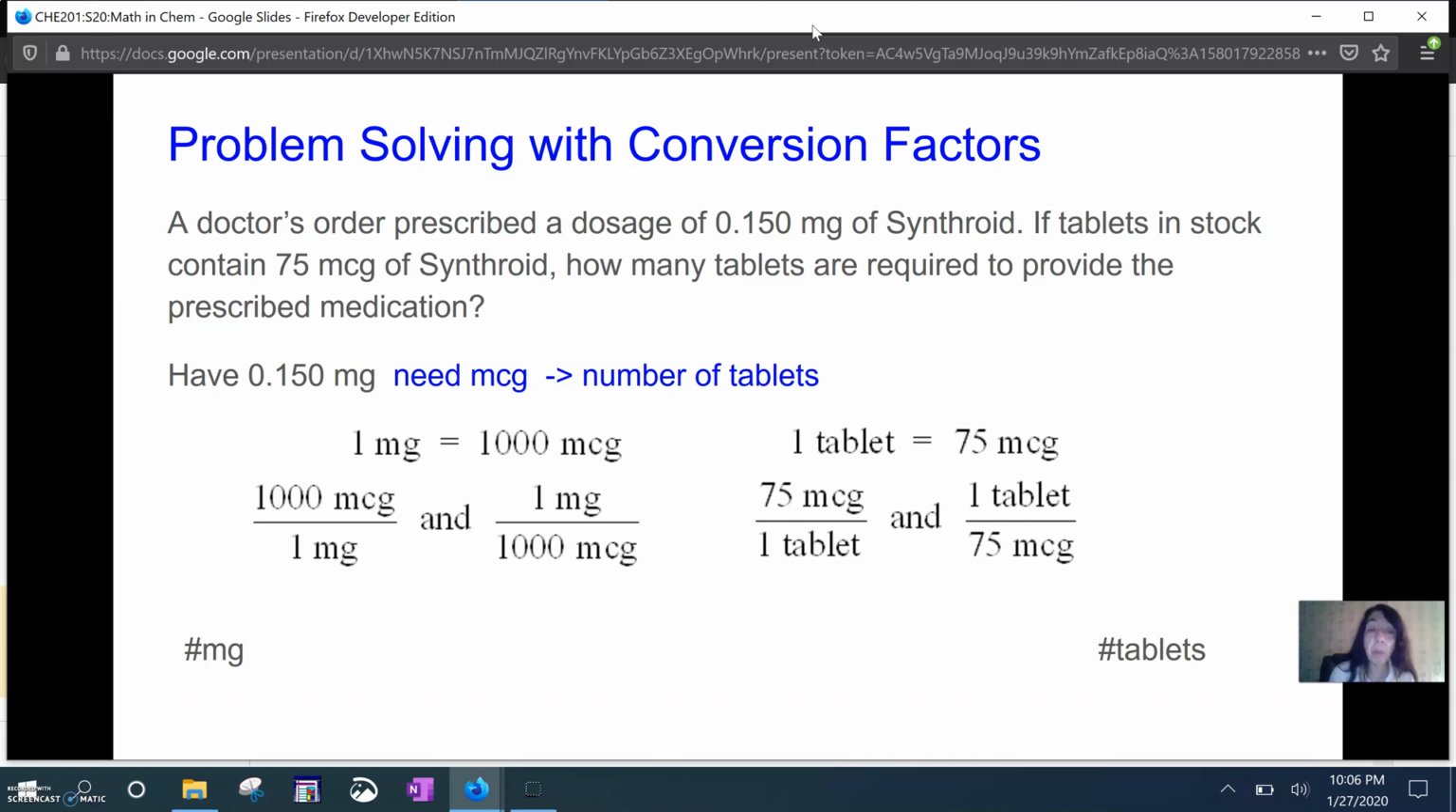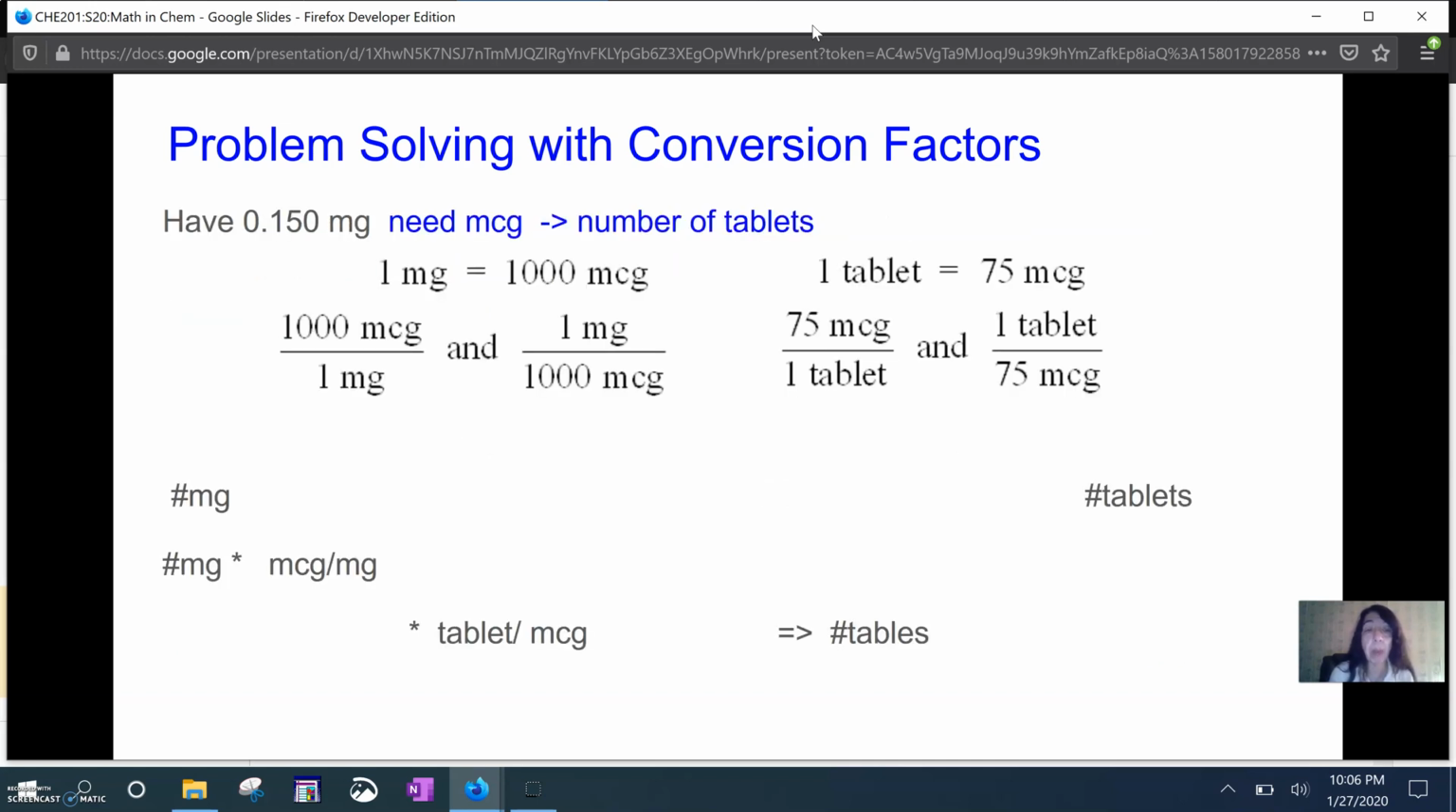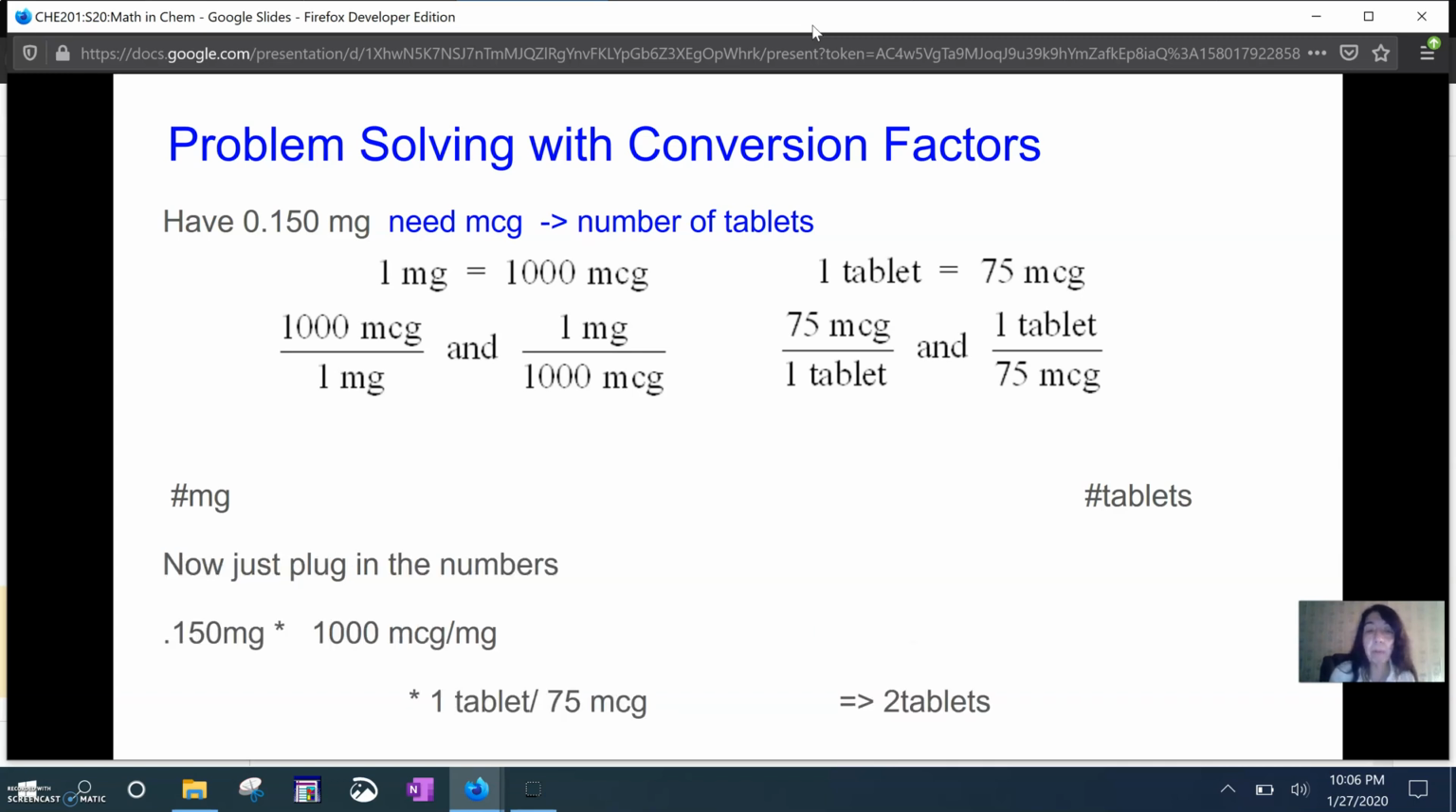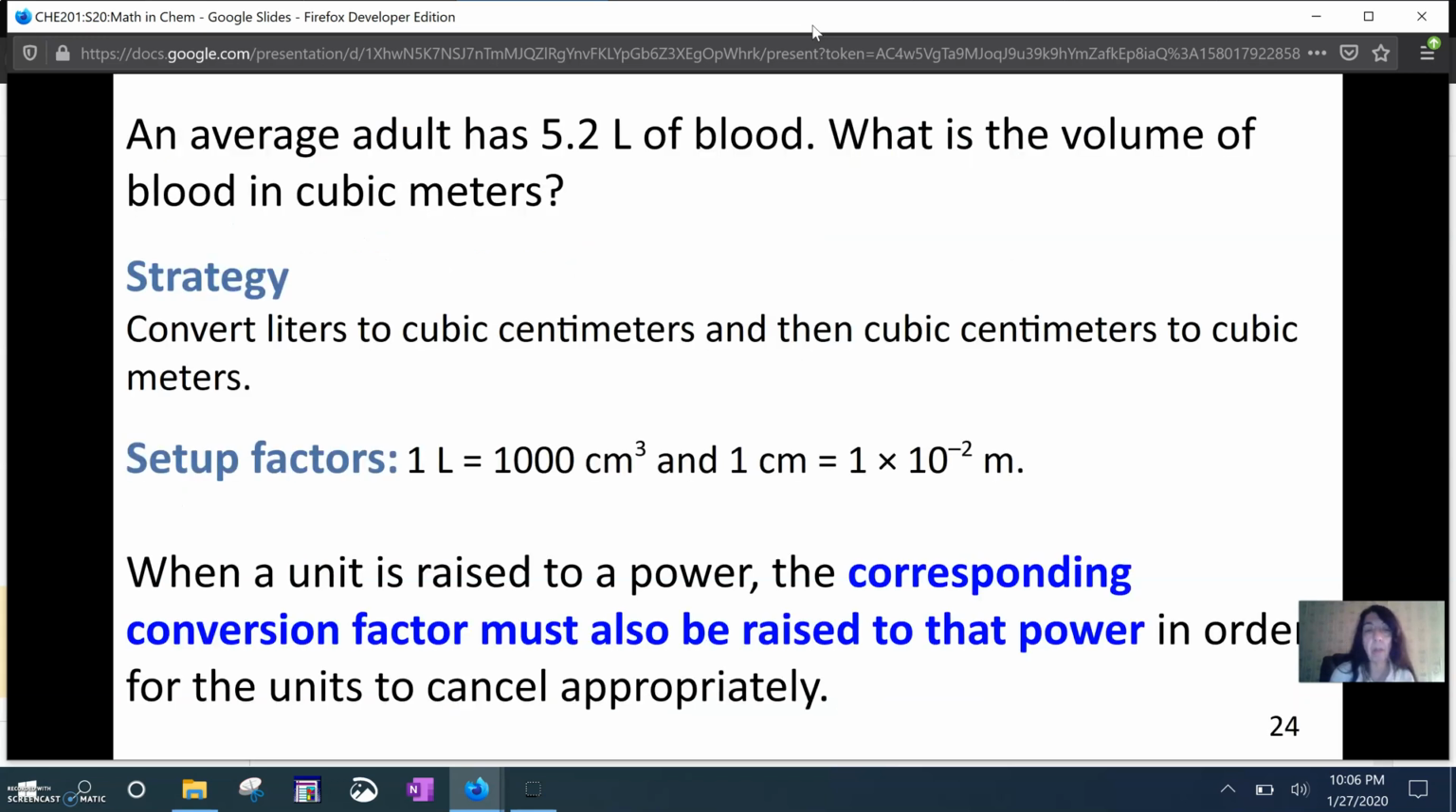You want to get rid of milligrams, so you want to pick the one that has milligrams in the bottom. So you're going to multiply by micrograms per milligram, and then you're going to be left with the micrograms. And then you want to say, well, I want to get from micrograms to tablets. So you want to cancel out the micrograms and have tablets be left. So you want to use this second one here where you have tablets on top and micrograms on the bottom. Then all you have to do is plug in your numbers and everything cancels out nicely, and you tell how many tablets. You got a nice even number, it has the right units, so you know your work is done and you've done it right.